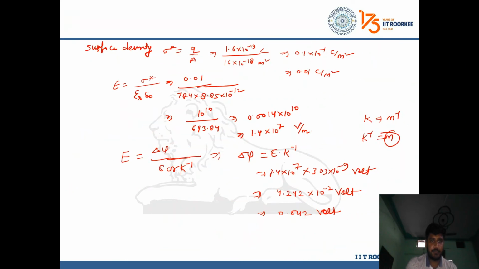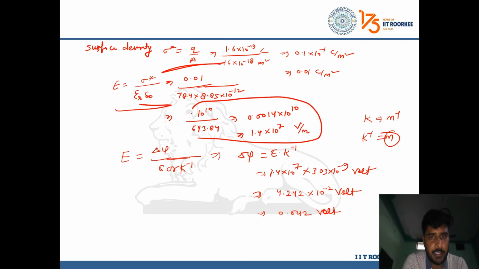Similarly, surface potential. You can use the capacitor model, because they can converge. Based on this formula, you can calculate the surface density. You can apply the capacitor model formula, and after that, you can put the value of k inverse in place of delta. So you will get this potential value.